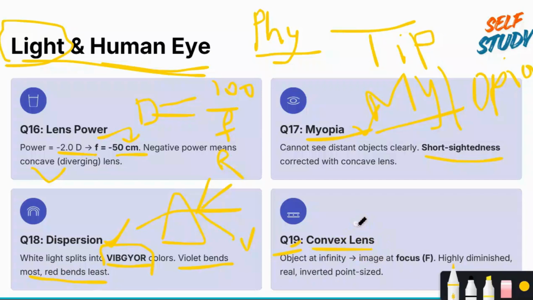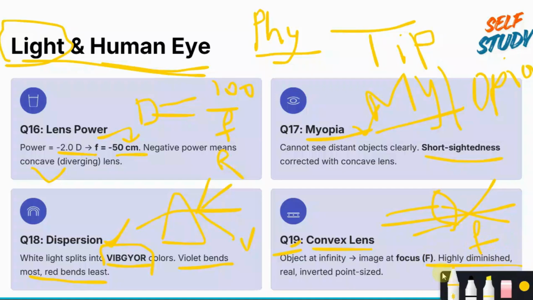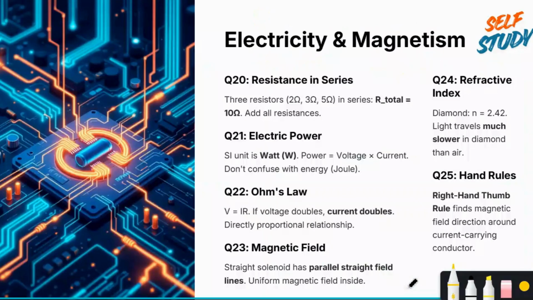Convex lens. This convex lens is placed like this. If the object is placed at infinity, the image is formed at the focal length F, and this image is highly diminished, real, inverted, and point size, as you know.